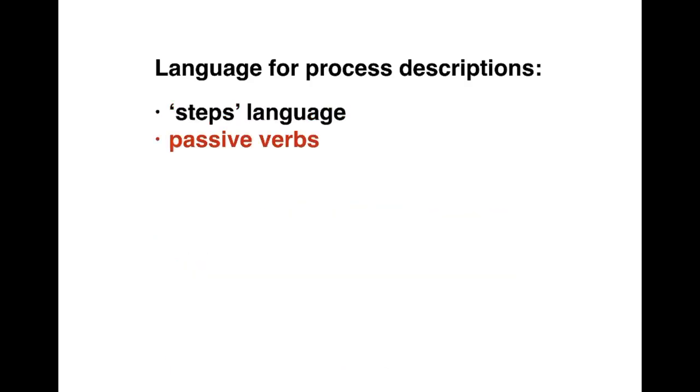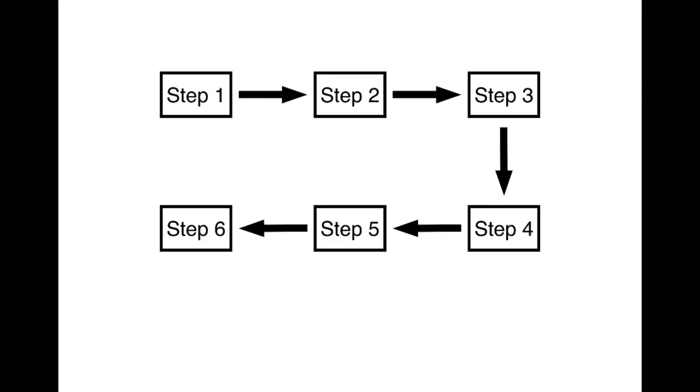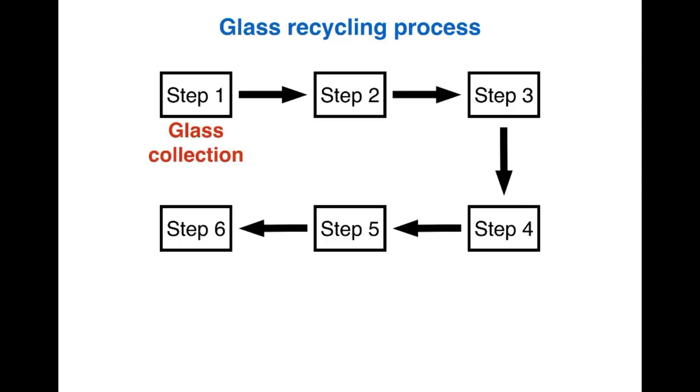Let's look at some examples with a sample question. Imagine we have these steps, and these steps show the process of glass recycling. If we take one of the steps and say it's glass collection, how do we put that into the passive? Well, glass is collected. Notice we use the verb to be in the present, is in this case, and then the past participle. Glass is collected.